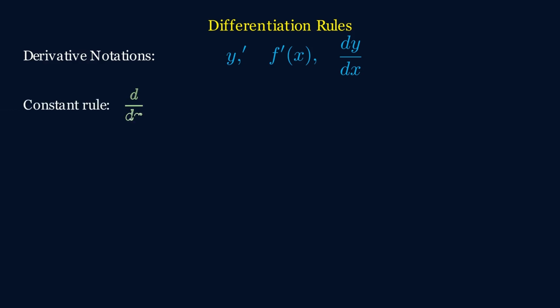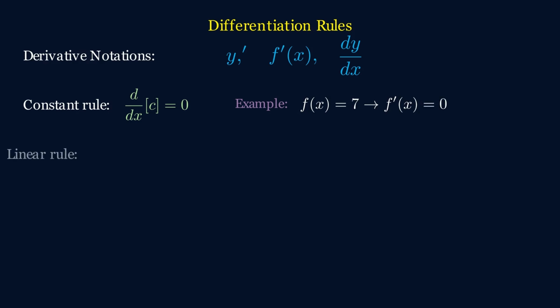First rule, the constant rule. If the function is just a number, its derivative is 0. For example, f of x equals 7. The derivative is 0. That's it. No matter what the constant is, the slope is always 0.